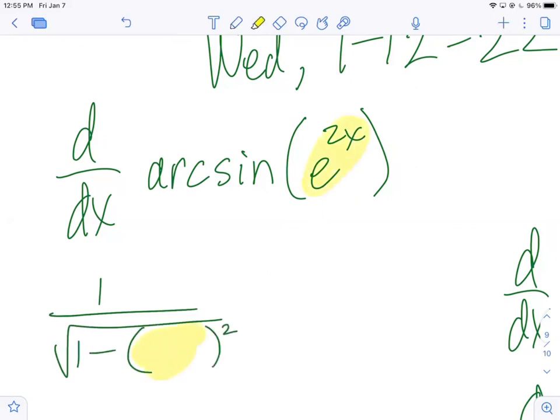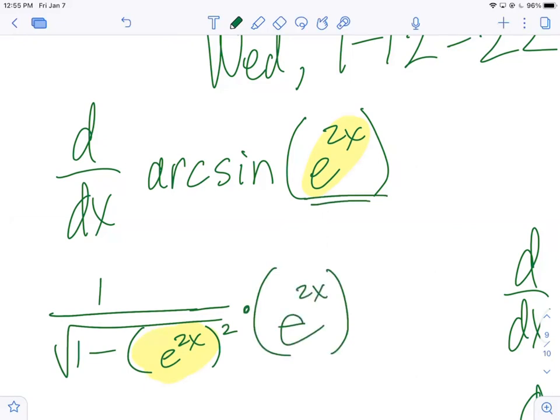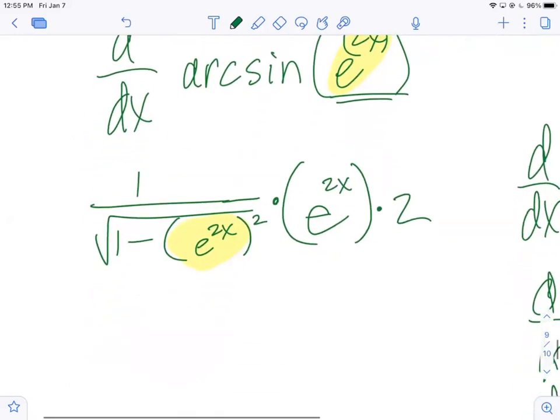If this were just x, that would just be x, but it's not. It's e to the 2x. And then times, we go into the next layer and we see e to the blob. The derivative of e to the blob is e to the blob times the natural log of e, which we don't need. And then times the derivative of the innermost blob, 2. And there's the answer, unsimplified.